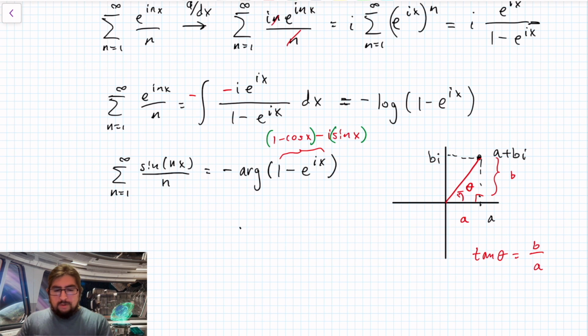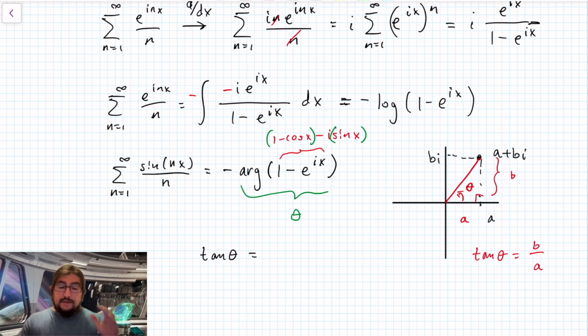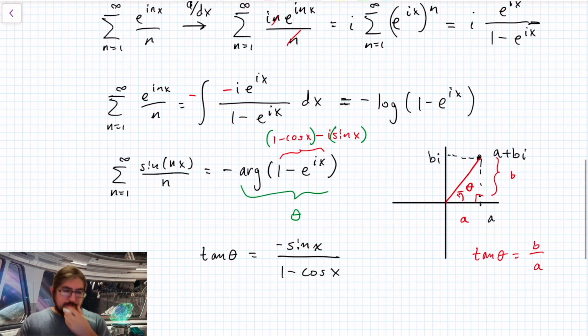Okay, so in fact, what we can do is call this argument theta, and because it's the argument of that inside, we can now consider tangent of theta. So that's what I'm going to do. I'm going to consider tangent of the argument, which I'm calling theta. So from the image we have over there, tangent of theta must be what? It must be the imaginary part, which is negative sine of x, over the real part, which is 1 minus cosine of x.